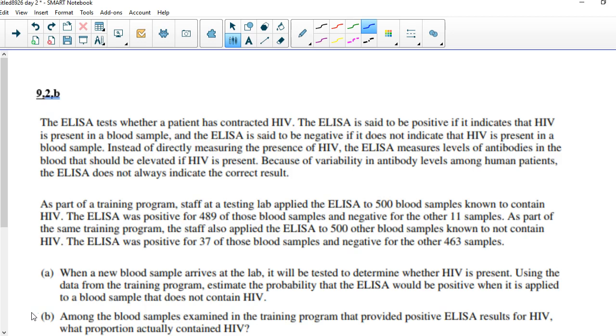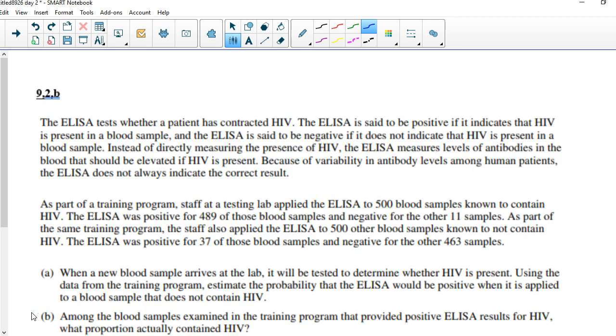This is your chance. The ELISA tests whether a patient has contracted HIV. The ELISA is said to be positive if it indicates that HIV is present in a blood sample. And the ELISA is said to be negative if it does not indicate that HIV is present in the blood sample. Instead of directly measuring the presence of HIV, the ELISA measures levels of antibodies in the blood that should be elevated if HIV is present. Because of variability in the antibody levels among human patients, the ELISA does not always indicate the correct result.